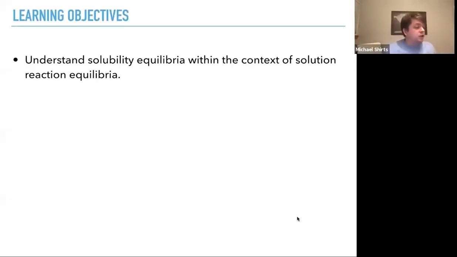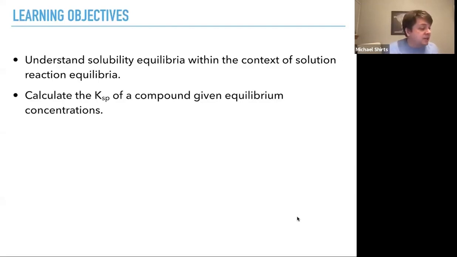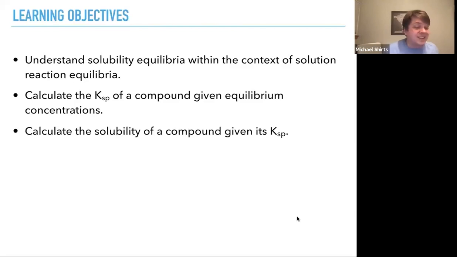Hi all, we'll be talking in these segments about solubility and equilibria for things that are soluble or slightly soluble in water. So let me go to the lecture objectives for this first segment. We'll be looking at understanding solubility equilibria within the context of solution reaction equilibria in general. Particularly, we'll be calculating the KSP of compounds given equilibrium concentrations, and then the flip side, calculating the solubility of a compound given its KSP.